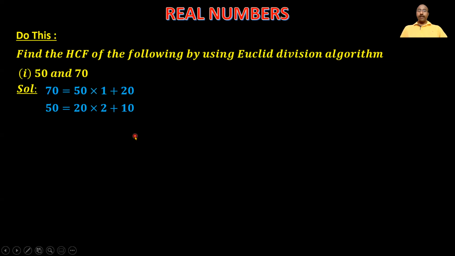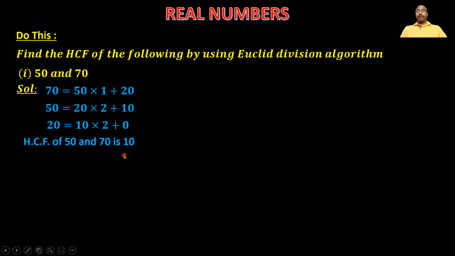That is, 50 is 20 into 2 plus 10. And still the remainder is not 0. So we have to take now 20 as dividend and 10 as divisor. Now 20 is 10 into 2 plus 0. That is, now the remainder becomes 0. So the HCF of 50 and 70 is 10. So the last divisor before getting remainder 0 is called the HCF of 50 and 70. Okay. In this case, the HCF of 50 and 70 is 10.